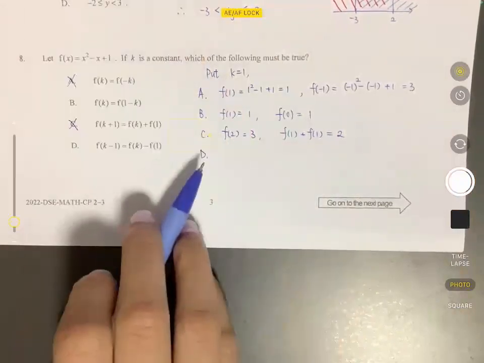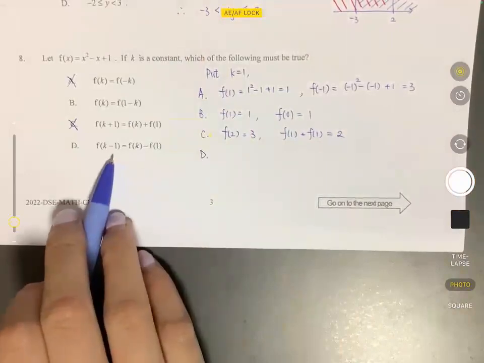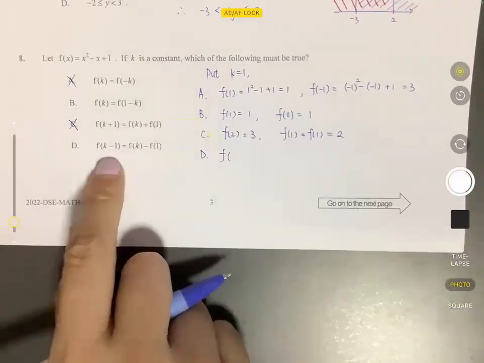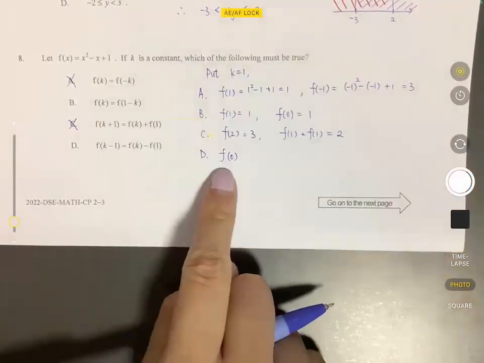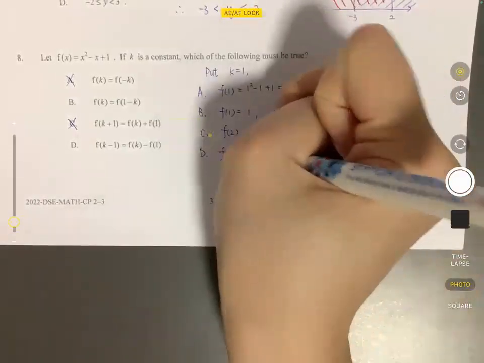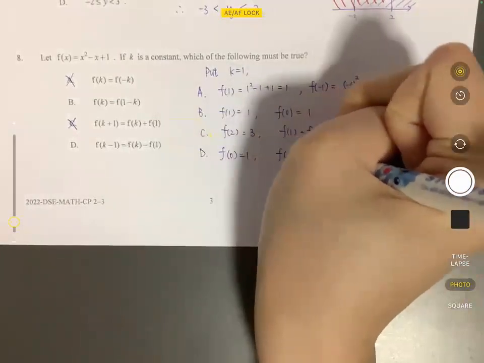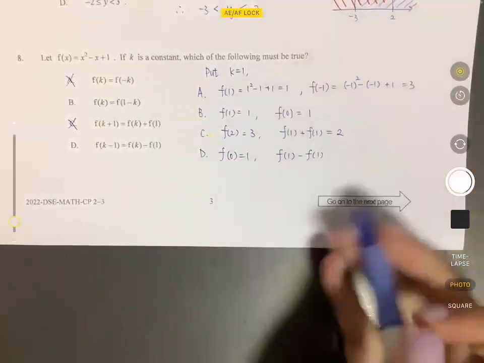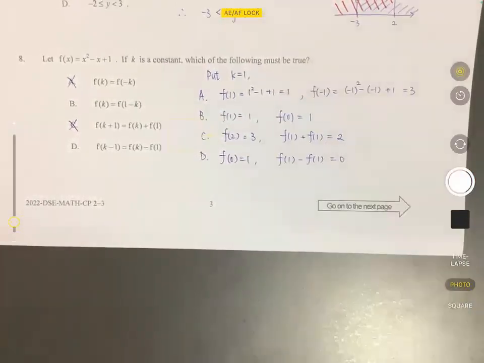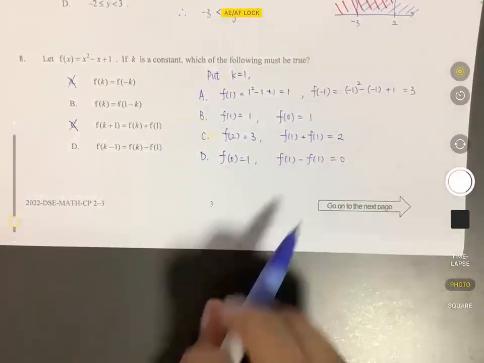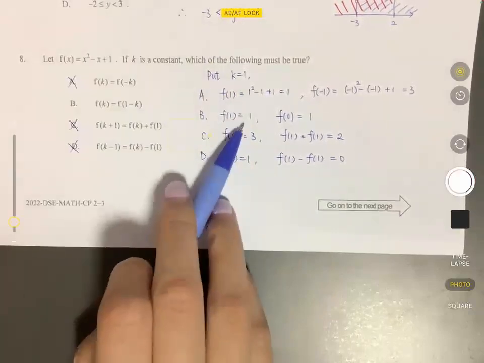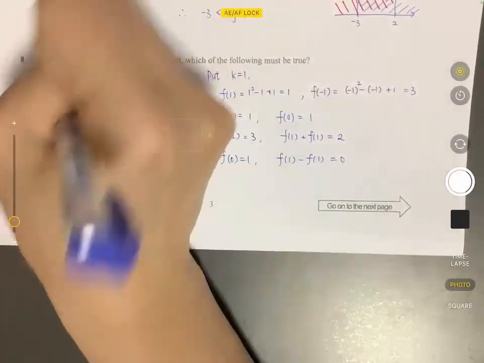And then how about D? For D, on the left hand side, we got f(k minus 1). So k minus 1, that means 1 minus 1, that we got 0. f(0), I've calculated already. f(0) is 1. We did it in B already. And how about the right hand side? f(1) minus f(1). So no need to calculate, right? Because the same thing minus itself is, of course, 0. So 1 is not equal to 0. So D is wrong as well. So of course, we have only one possible, which is B. So that's why the answer is B for question 8.